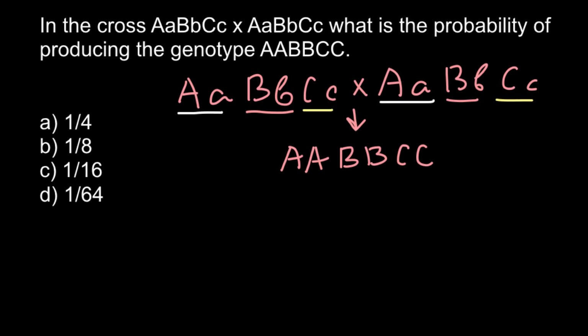As you see, in two parents, this is going to be parent 1, and this is going to be parent 2. And in the progeny, which can of course be of different genotypes, this is going to be the F1 generation, we are looking for the probability of producing this genotype.